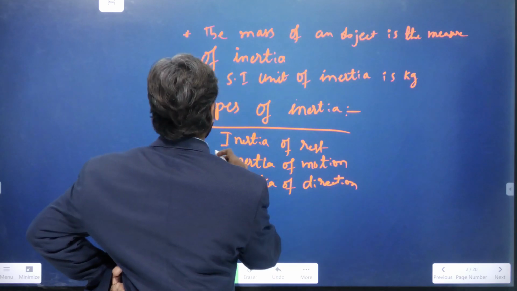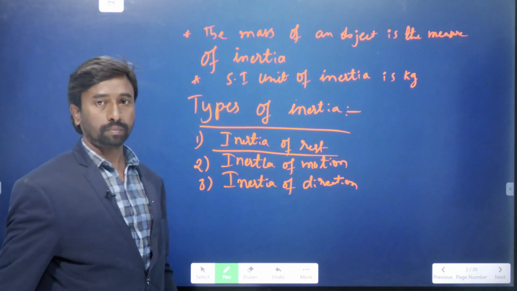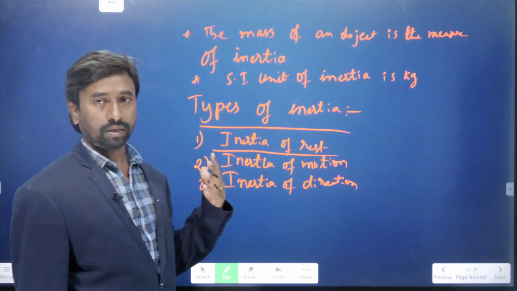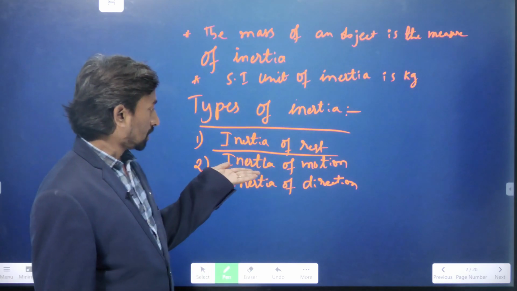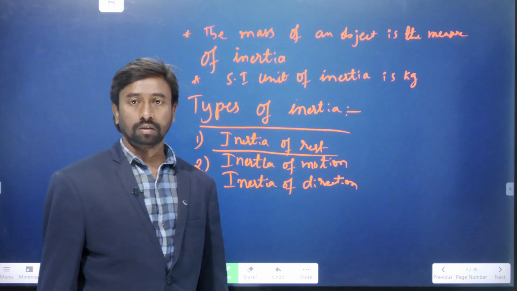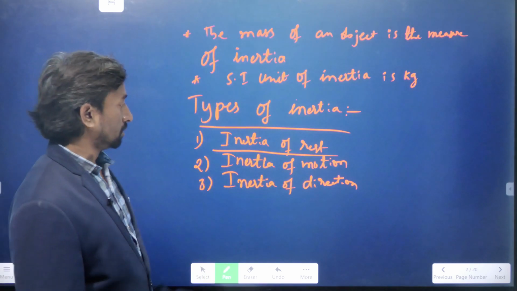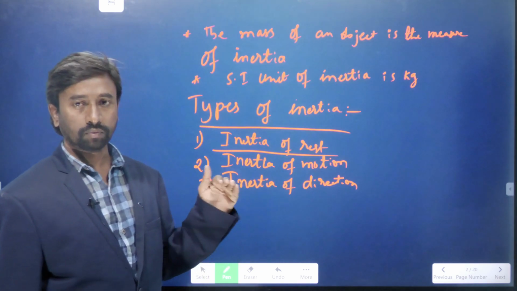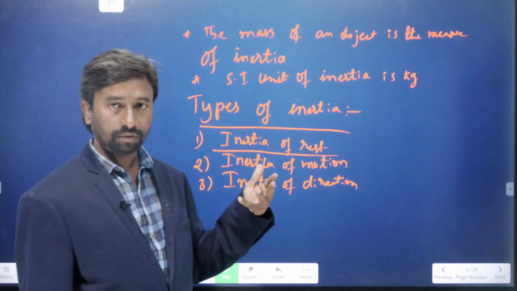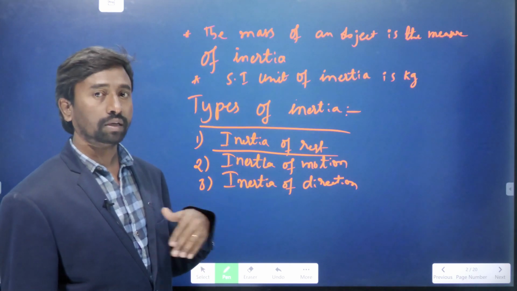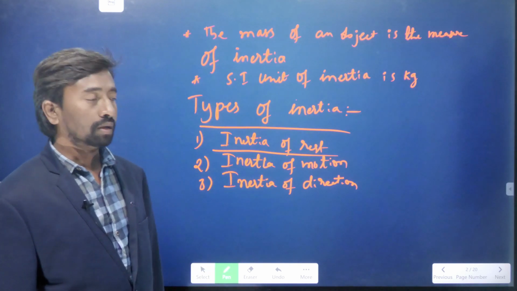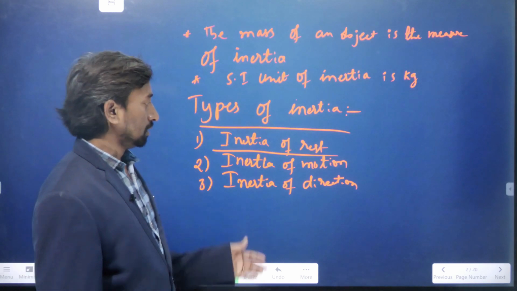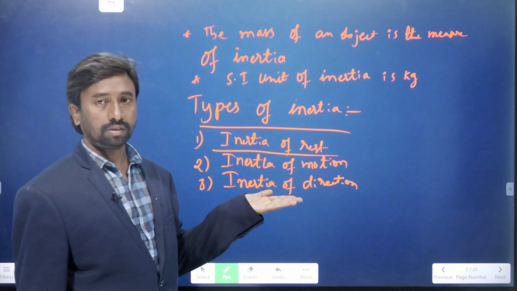Now, inertia of rest is nothing but the inability of a body to change its state of rest by itself. And inertia of motion is nothing but the inability of a body to change its state of motion by itself. Whenever the body is in motion, it does not want to change its motion. An external force has to be applied on the body, and only then will it come to rest.